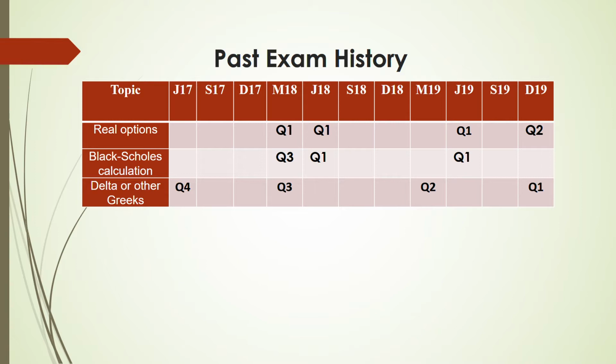And then delta or Greeks, which we had in question 4, is outdated, because earlier when AFM was P4 there were four questions. We don't have four questions now, we only have 3 questions. So let us go to the recent papers and see that it came once or twice, as question 1 and 2.